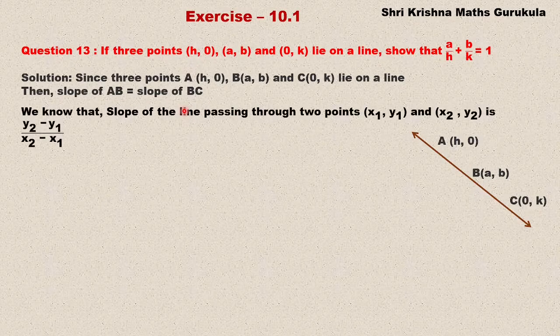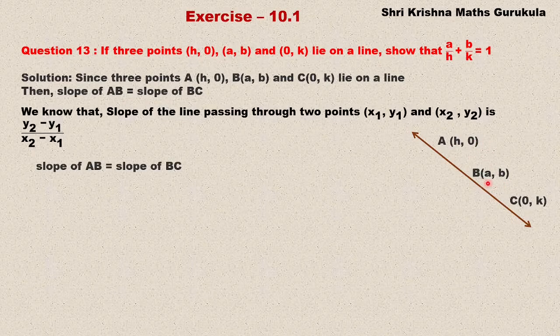So in this case, when we know 2 points on any line, the formula to find the slope is y2 minus y1 by x2 minus x1. We are using the same formula and applying it to points A and B first. I'll be taking this as x1, y1 and this as x2, y2. Interchanging x1, y1 and x2, y2 does not affect the equation or the value of the slope. So then it would be y2 minus y1, that will be b minus 0 divided by a minus h.